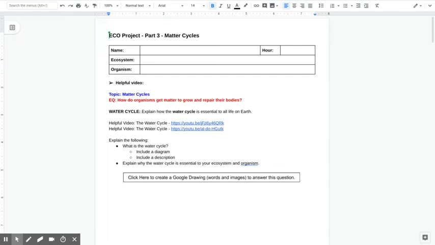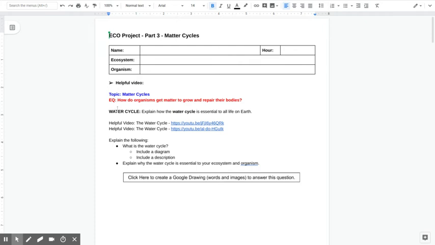So as you're working through this, be thinking about the four different cycles we talked about and how it relates back to your ecosystem and your organism. So as we start, there are the topic, matter cycles, and the essential question, how do organisms get matter to grow and repair their bodies? So we're focused on organisms and how they get matter.